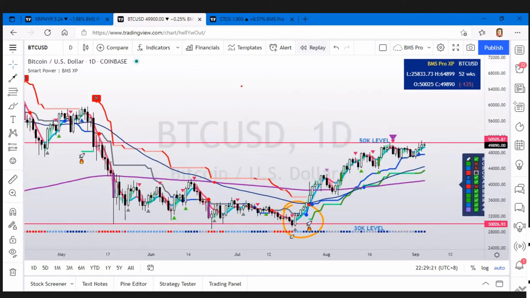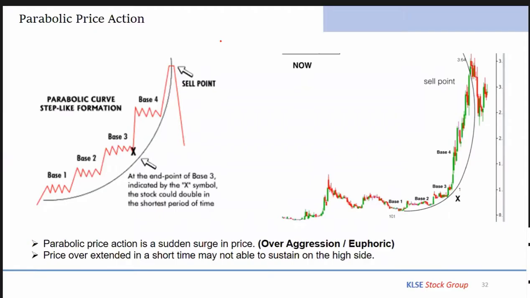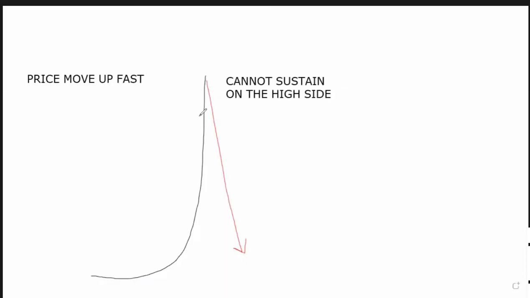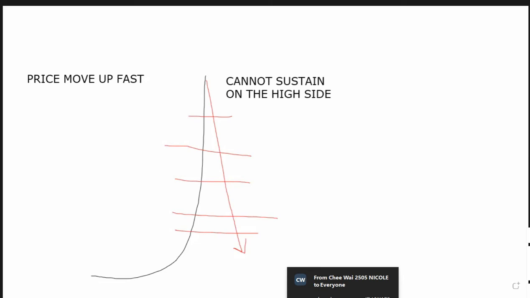right? Okay, just now I talked about something that is fast, so it cannot sustain on the high side because there's no logical support on each level, right? This is too fast, it's a parabolic move, right? It's too parabolic, yeah?